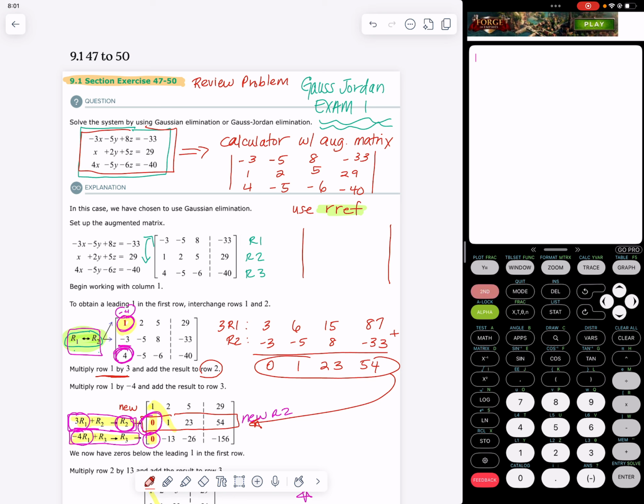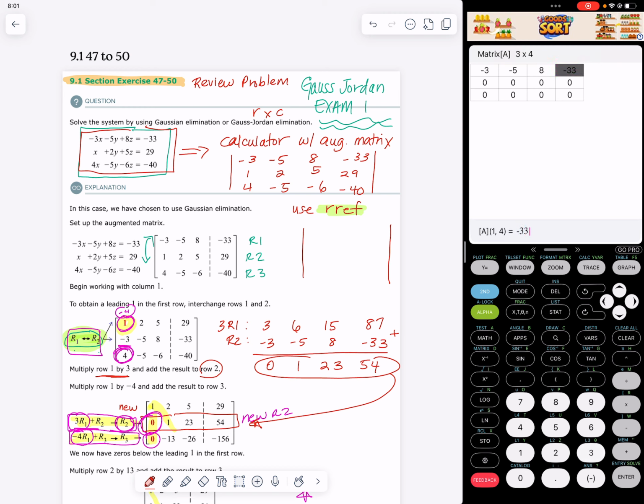Okay, you're going to go to second matrix, and we are going to just edit matrix A and go ahead and press enter. And it's always rows by columns. Let's write that down, rows by columns. So we have 3 rows and we have 4 columns, and it creates your matrix. Now your calculator may look a little different than this, but your operations are the same.